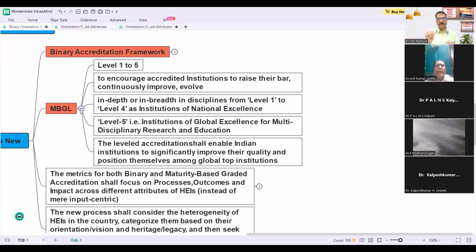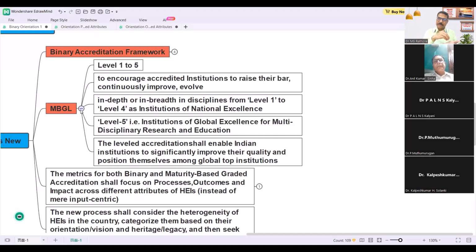What would be there? This is for sure: the binary accreditation system is there, and then for institutions which are accredited, the bar would be high. Previously, what is the major difference between the previous system and the new system, let it be the binary accreditation framework or maturity-based graded levels? One thing is sure: in the previous system almost 25% of metrics were output, process or impact based, and 75% were input based metrics. So here the bifurcation has been made.